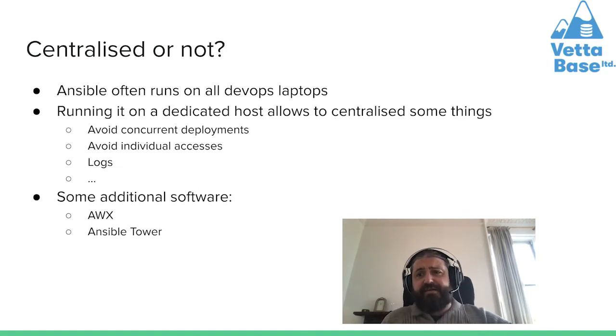So as I said, Ansible is not centralized by nature. So many teams use it in a very decentralized way. So a DevOps team could allow all the team members to deploy from their own laptops. But it's also possible to install Ansible on a centralized host, or maybe more than one for redundancy, and then only allow DevOps to connect to these hosts and then deploy from there.